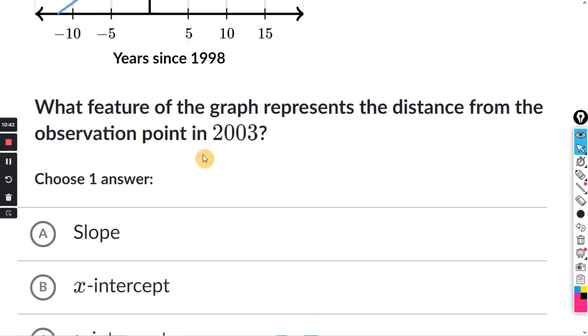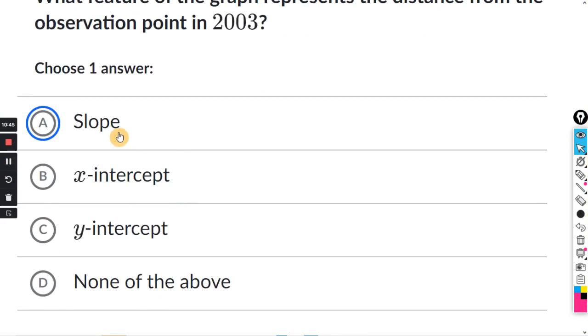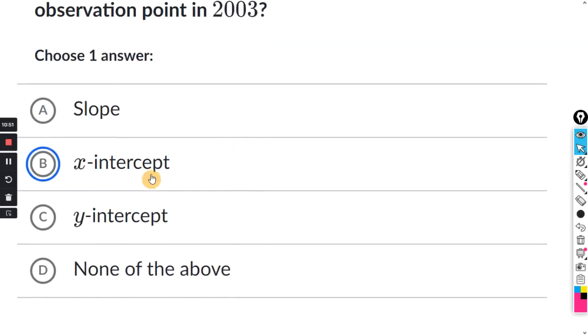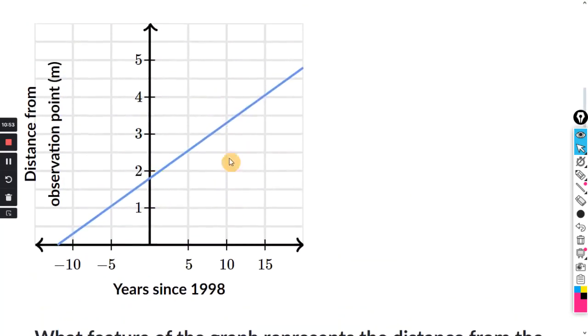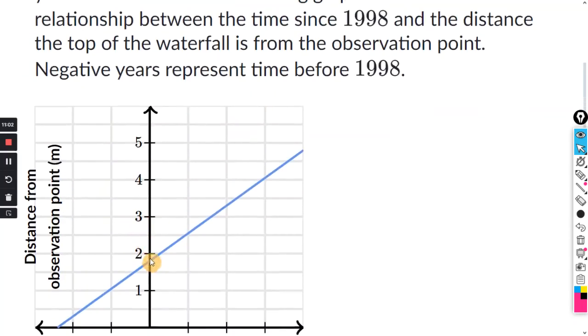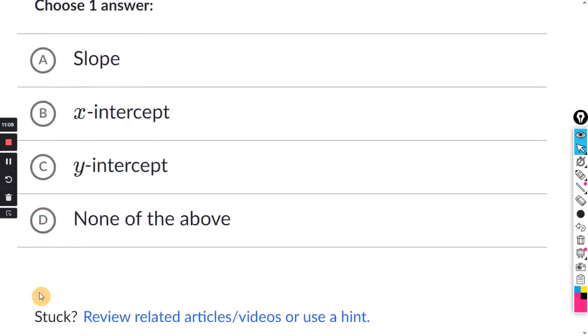Which feature of the graph? Slope. Well, that point was just a point right here. That's not a slope, so it's not A. X-intercept. This is the x-axis, that's over here. Our point was over here, so it's not B. Y-intercept is right here. Our point was over here, so it's not the y-intercept. So apparently it is none of the above.